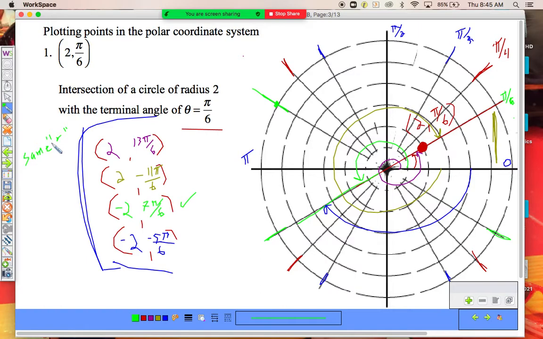what did I do to my angle if I want to keep the R the same? What did I do to my angle if I want the opposite R? If I want to end up on the same angle so I can keep the same distance, what did I do to this angle to get those 2 answers? How do I go from pi over 6 to 13 pi over 6 to -11 pi over 6? What's the math?